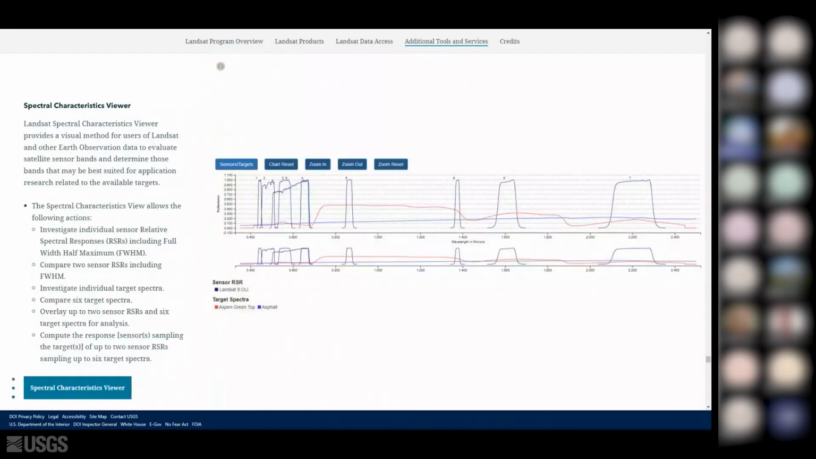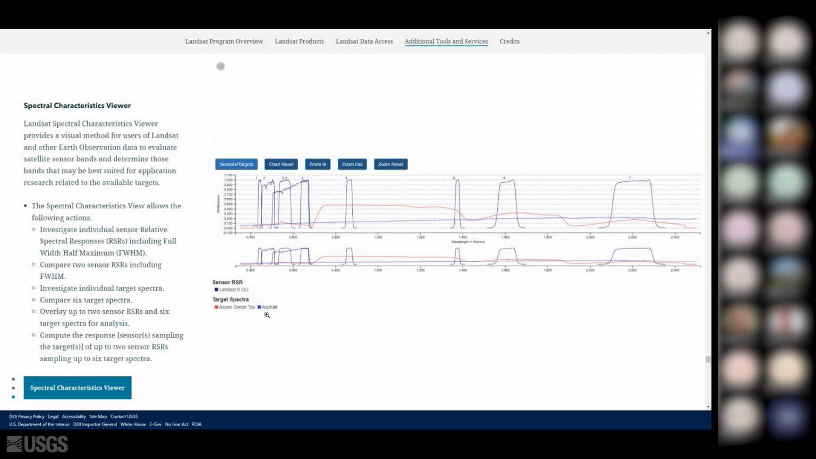Next, we have the spectral viewer, which allows you to evaluate up to 2 satellite sensors. As you can see in this screenshot, this is an example. We're looking at Landsat 9, and it shows you through the electromagnetic wavelengths where it's capturing and at what level it captures through the wavelengths. And then you can also choose up to 6 different target spectra.